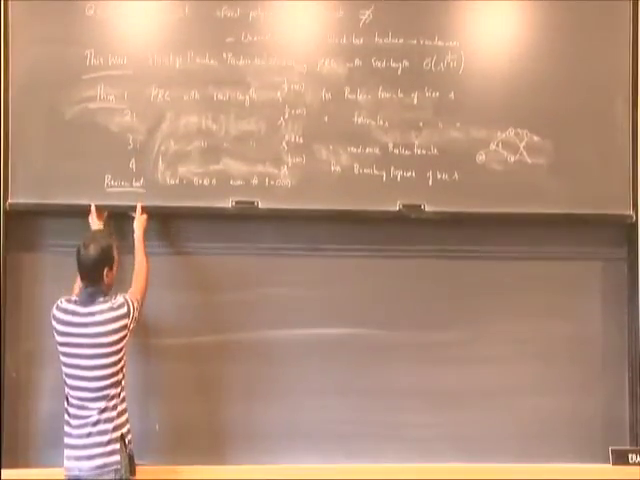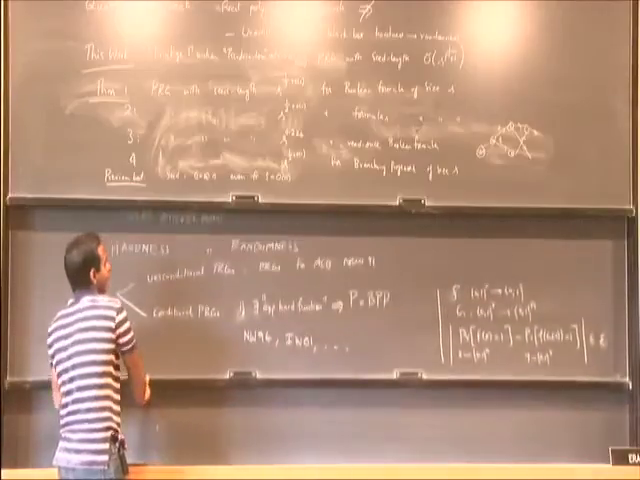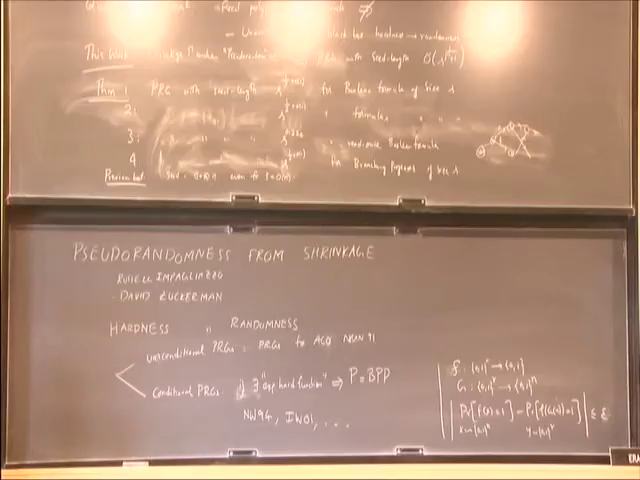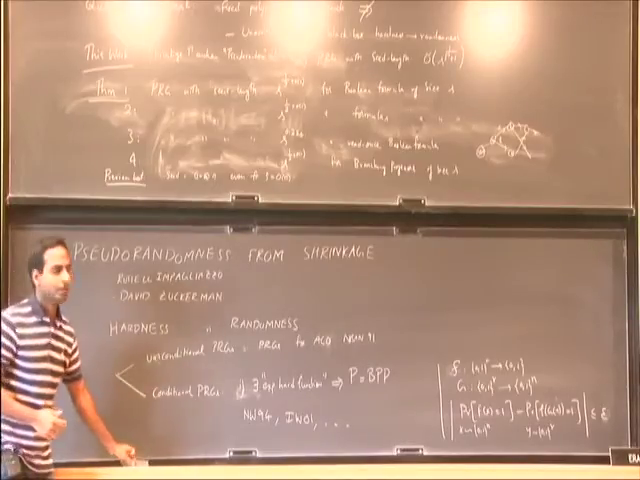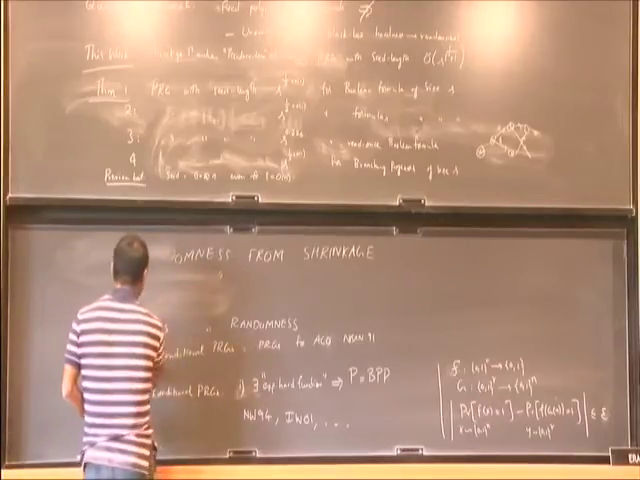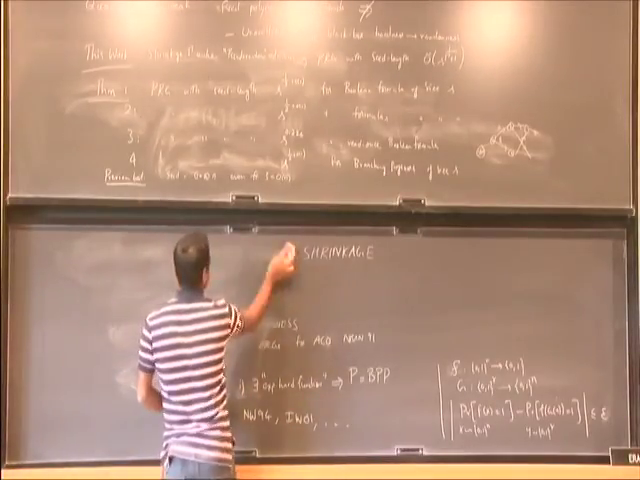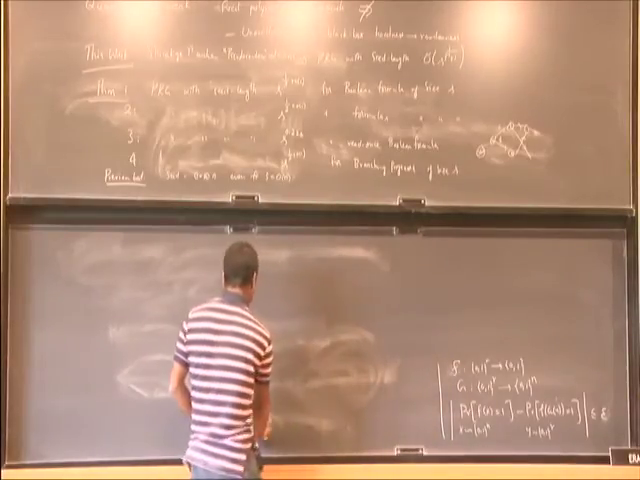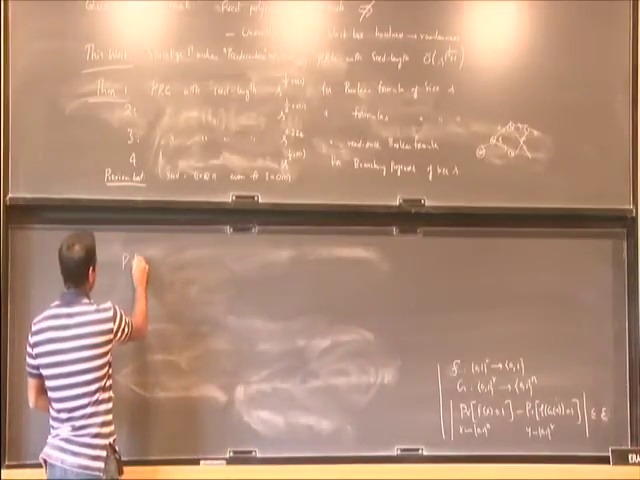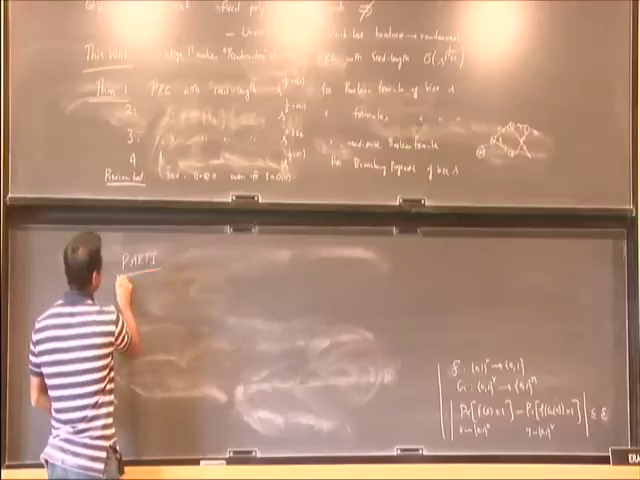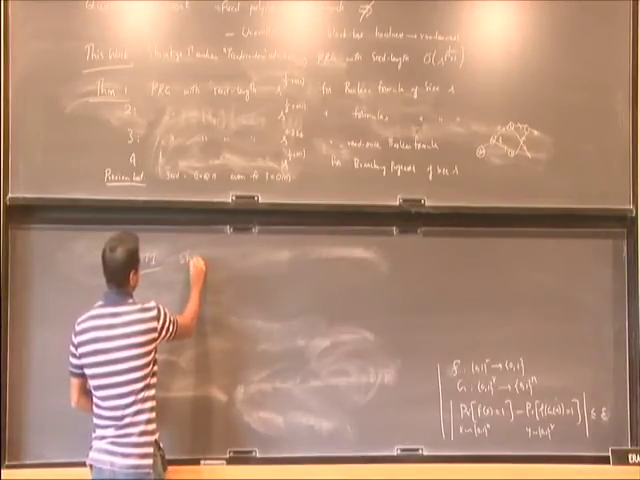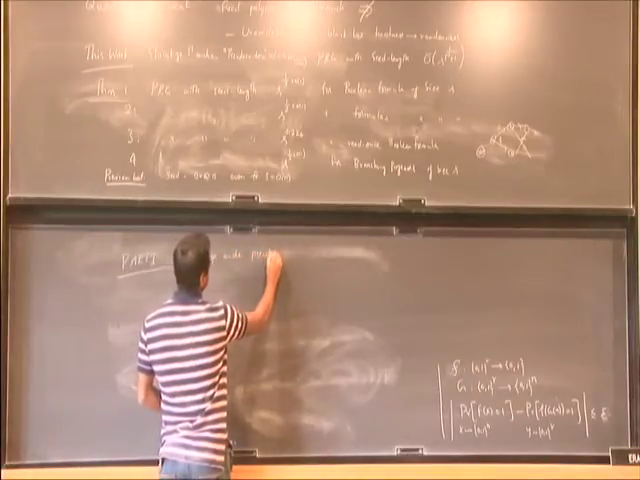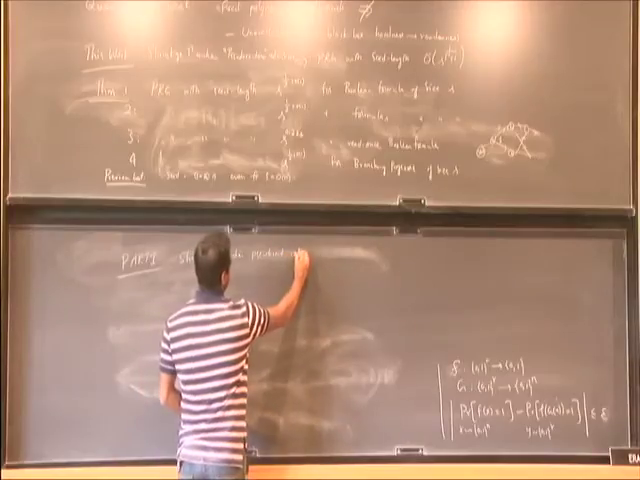All right, so that's for the intro. Now let me talk about how to prove this main theorem. As I said, there are two parts to this. Part 1 says that if you have shrinkage under pseudorandom restrictions, this implies a PRG.